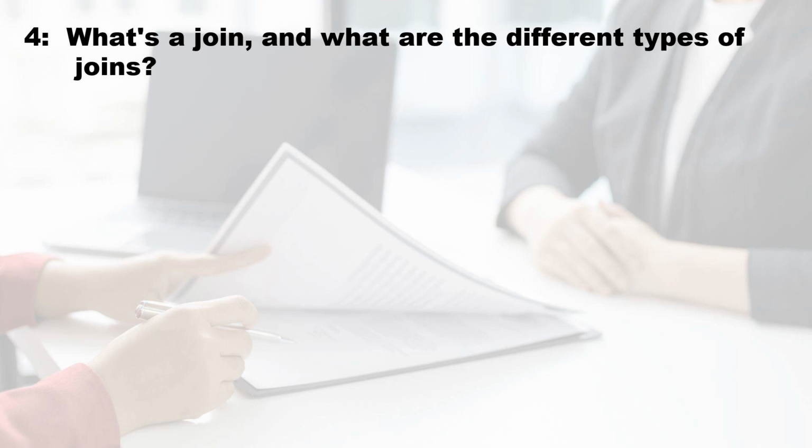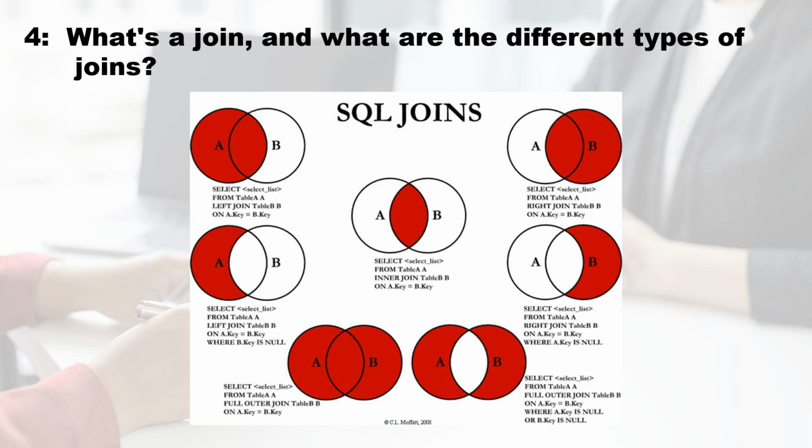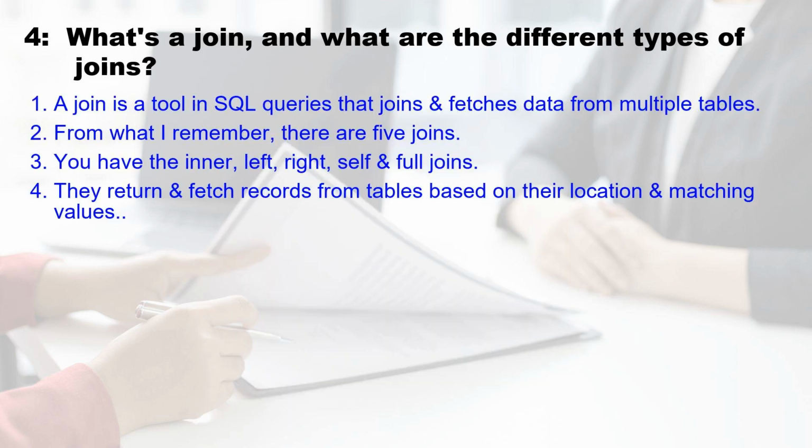Number 4. What's a join, and what are the different types of joins? A join is a tool in SQL queries that joins and fetches data from multiple tables. From what I remember, there are 5 joins. You have the inner, left, right, self, and full joins. They return and fetch records from tables based on their location and matching values.